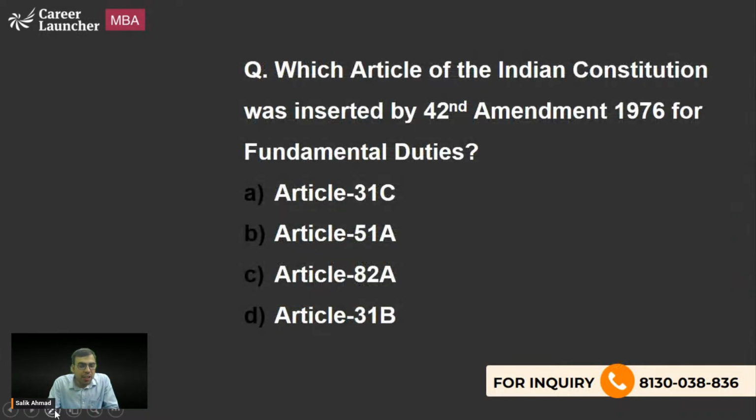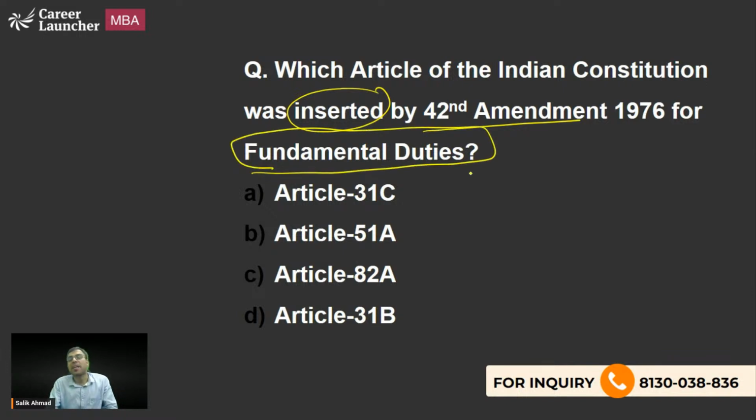The next is which article of the Indian Constitution was inserted by the 42nd Amendment for fundamental duties? So fundamental duties was not originally present, later on added. So which article was added? Which articles actually talk about those fundamental duties?